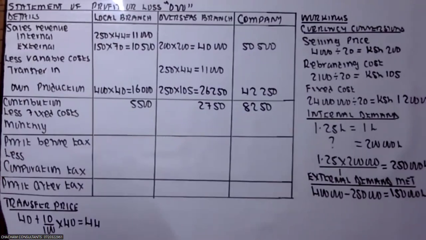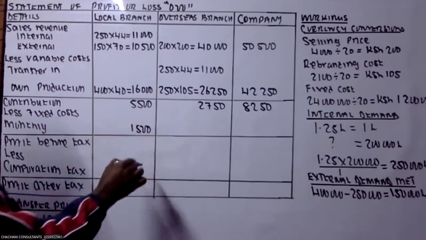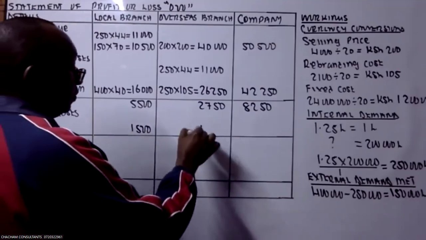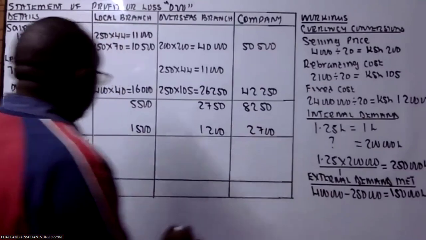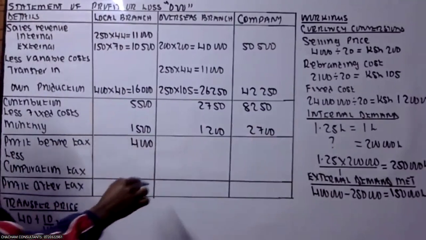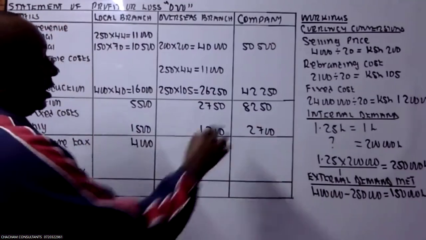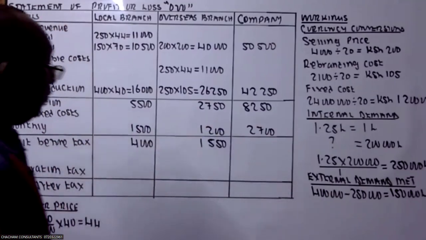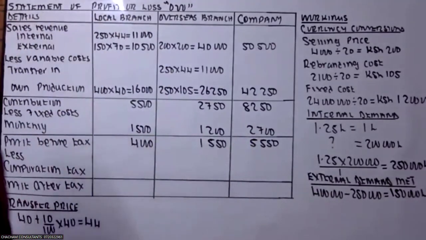Yeah, good. Then the monthly fixed cost in the Rocco branch, it's 1.5, so 1,500 hapa. Na huyu mwingine tuliona ni 1.2. So this will be 2,700,000. So this one before tax must then be 4,000. This must be 1,550. Na ile huko ni 5,550. $5,550.